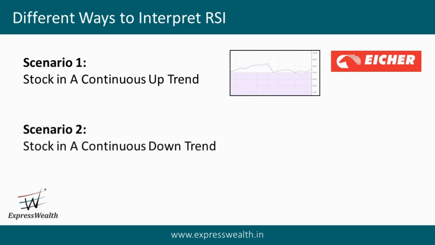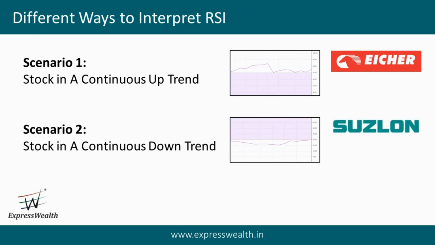Scenario 2 would be exactly opposite. A stock which is in a continuous downtrend. RSI will be stuck in the oversold region since RSI's lower bound is 0. You may think it's a trend change and end up buying that stock. Let's say an example stock, Suzlon Energy. The stock has been painful for the shareholders. It has given a loss of around 34% every year for the past few years.